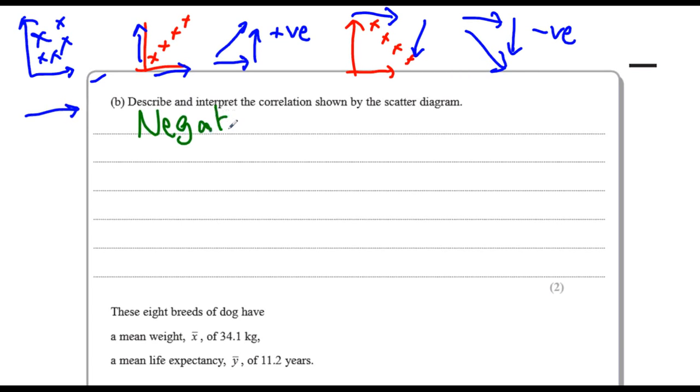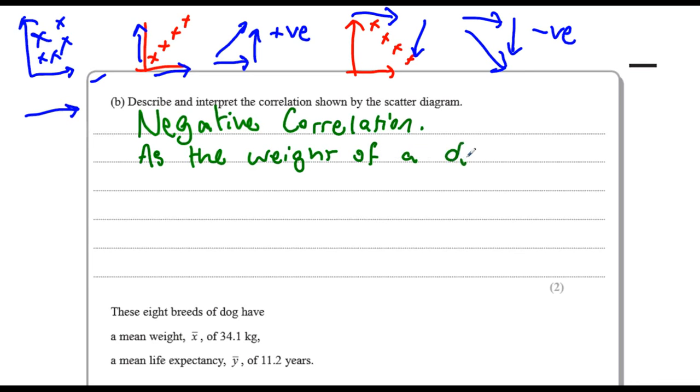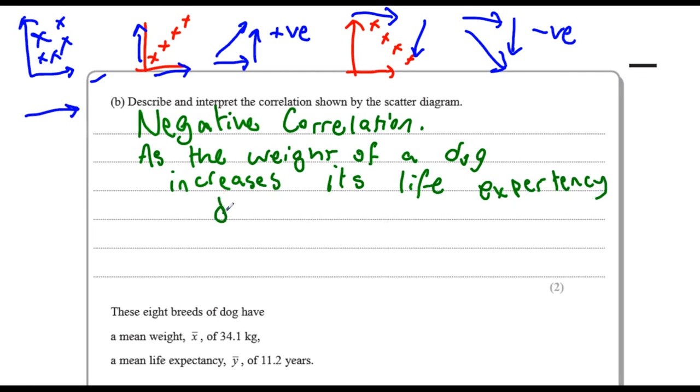So, let's put that into words. Negative correlation will get you 1 of the 2 marks. Okay, and then we have to interpret. So negative correlation, and what did we say? As the weight of dog increases, its life expectancy decreases, or you can say it in any of the ways that we talked about. And I would just put, to cover my back, on average, because you could get a hero dog who was quite big but lived for ages. Okay, so on average, I'll just cover our backs for that one.